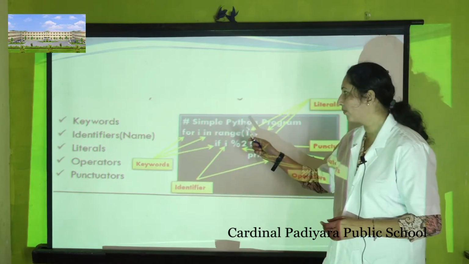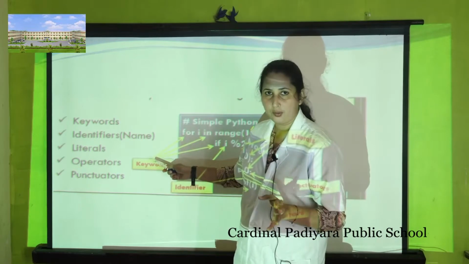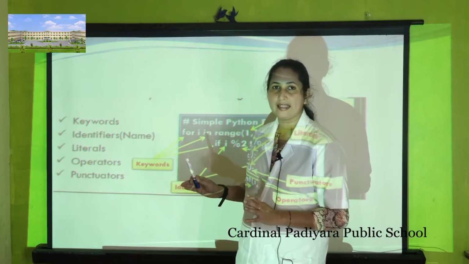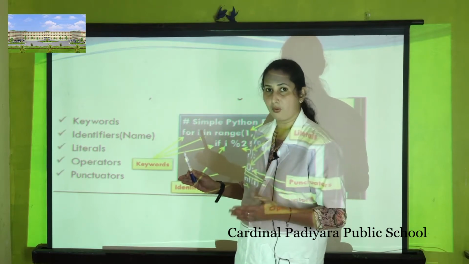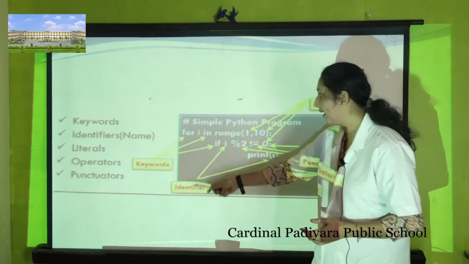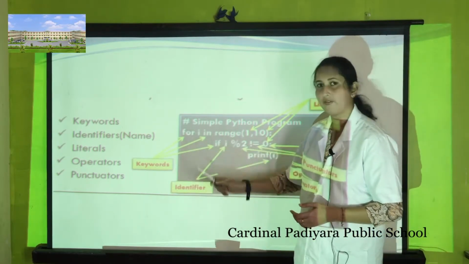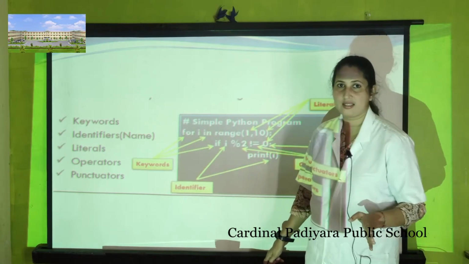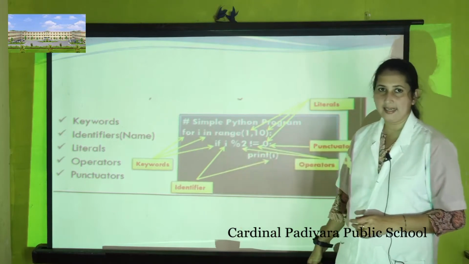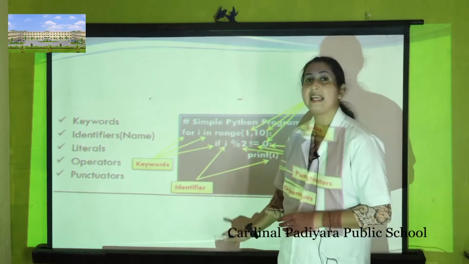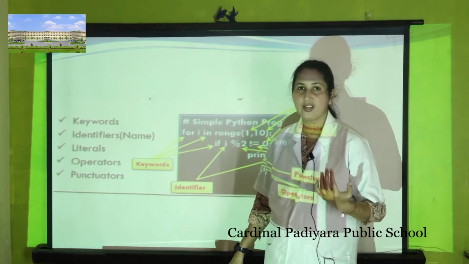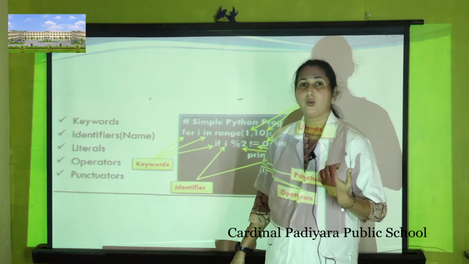Here keywords means reserved words that do not change in your program. They are already set in Python, built into the Python library. Okay, keywords. Here the keywords are 4. for is a keyword, its meaning does not change in your program. in is a keyword. Then if is a keyword. These 3 are keywords in your program. Their meaning does not change, because they are already reserved in your Python library.